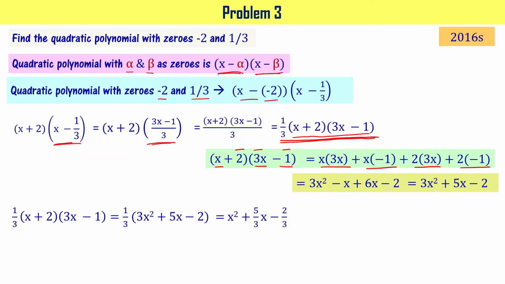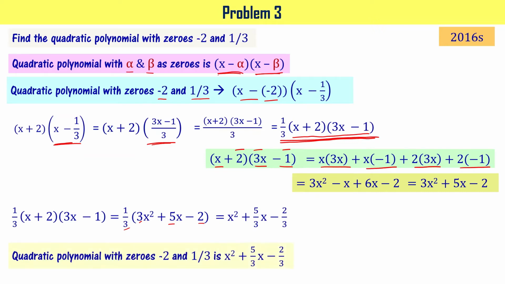What we have done is we have cancelled this 3 and this 3 for the first term. For the second term onwards, 3 divides, right? That's what our quadratic polynomial is. Now to answer the question, the quadratic polynomial with zeros minus 2 and 1 by 3 is x square plus 5 by 3x minus 2 by 3. This is what we are asked to find, right?